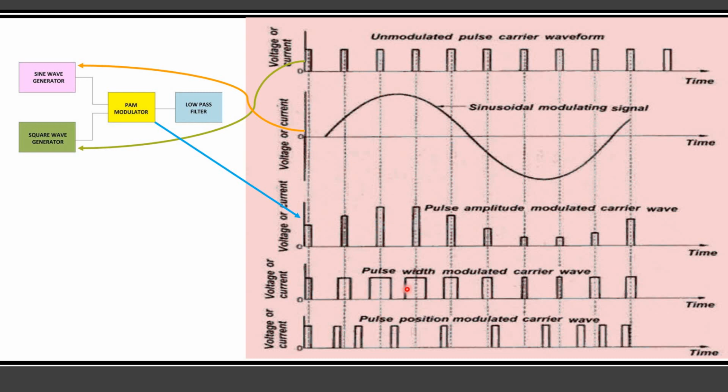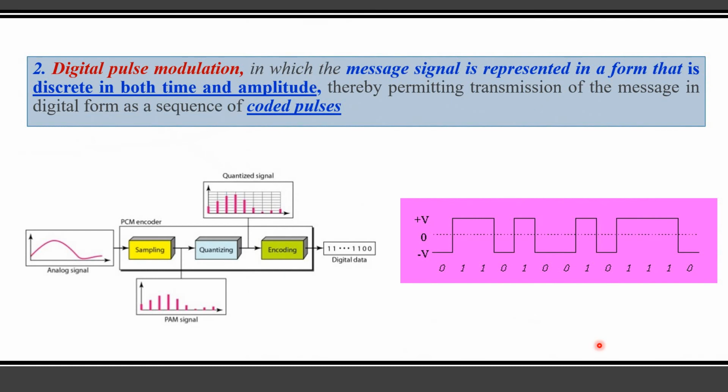Similarly, in pulse width modulation, the width of the pulse is varied. During the positive cycle the width will be more, and in the negative cycle the width will be less. Similarly, in pulse position modulation, the position of the pulse is varied based on the amplitude of the message signal. During the positive cycle, the distance between one pulse and another will be more, compared with the negative cycle, where the distance between one pulse and another will definitely be less. So this is pulse position modulation.